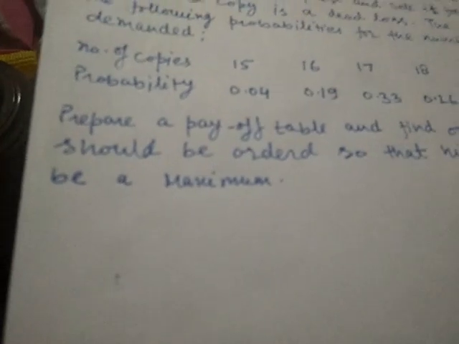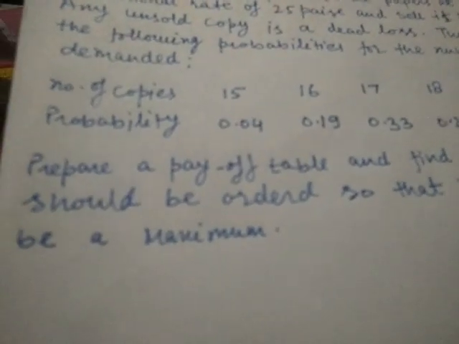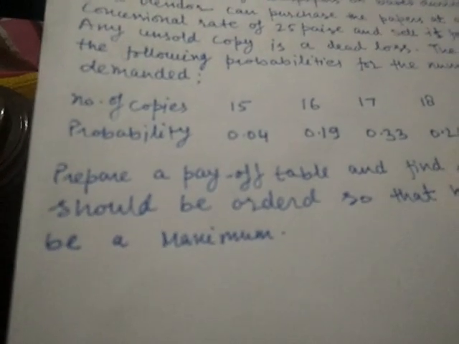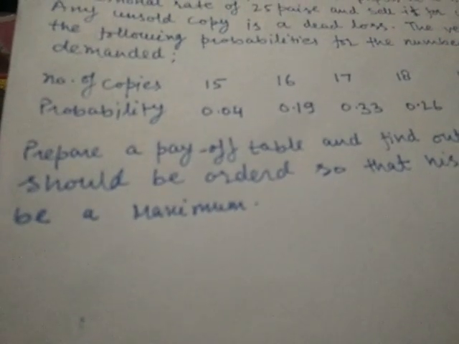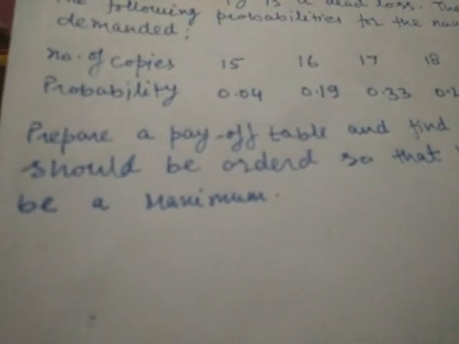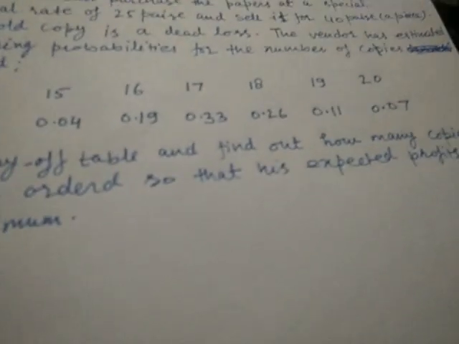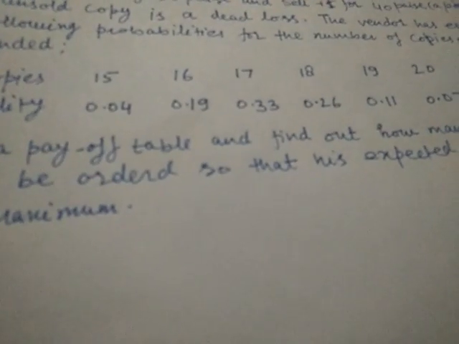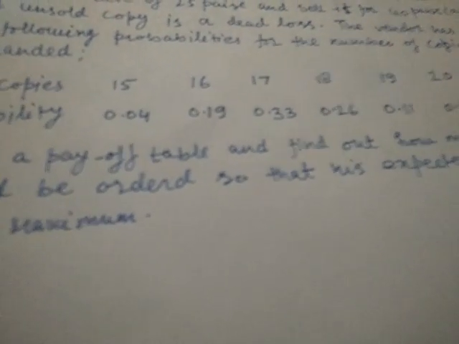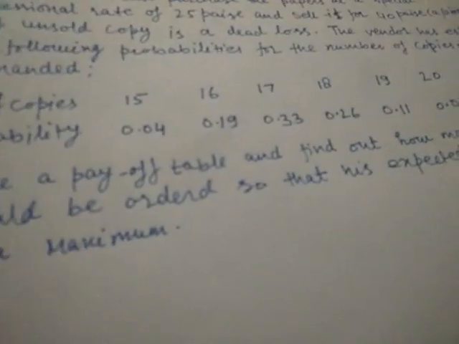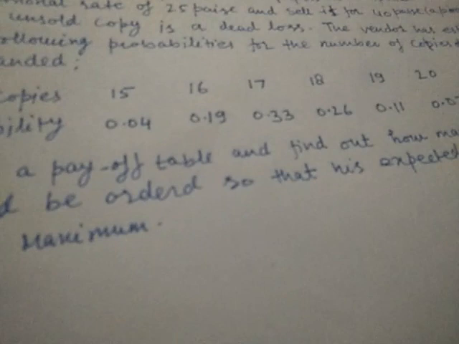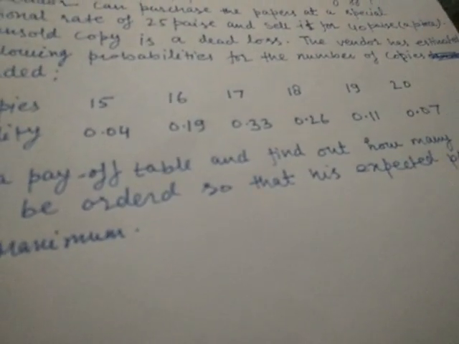Now the question is that you have to take this decision, how much stock, how many newspapers should be purchased. This will be the course of action, that purchase 15, or 16, or 17, 18, 19 or 20. So in the anticipation of these demands, the course of action will be decided. So here you have to take the decision that how many newspapers should be bought: 15, 16, 17, 18, 19 or 20.